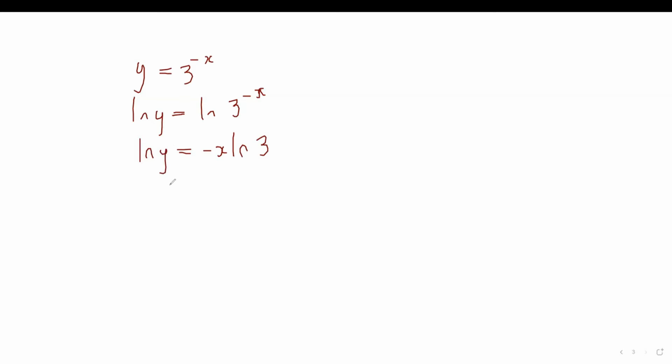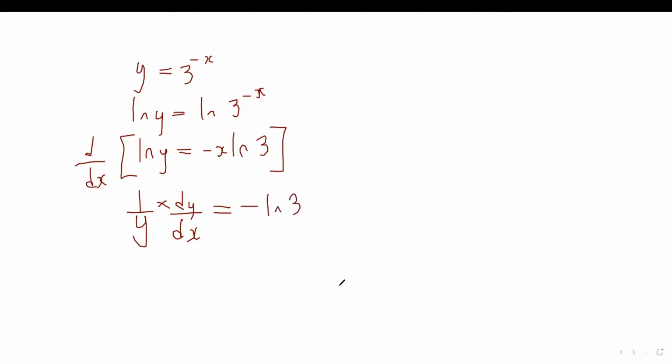Yes, sir. Now we can differentiate both sides with respect to x. So that's what we're going to do now right here. We're going to differentiate both sides with respect to x, d by dx of this entire equation. When you differentiate ln y with respect to x, we cannot differentiate with respect to x, so we have to do implicit. When we differentiate ln y, we get 1 over y, but then we multiply it by dy dx, right? Okay. Now think of ln 3 as a constant. When you differentiate ln 3 times x, you are left with the ln 3. So just put a minus ln 3. Cool with this?